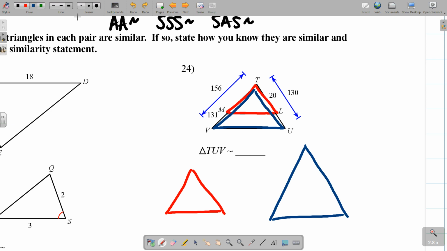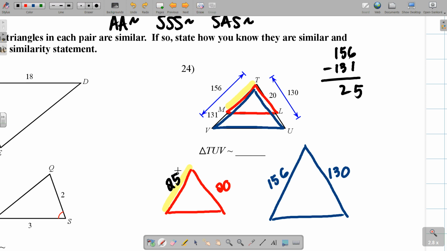Pull your numbers over. Let's do the blue first. That's 156, 130. That's going to be 20. And then obviously we're going to take a look right there. And to get that unknown, which you need for right there to check it, of course, is 156 minus 131. And we get 25. Now, they do share that angle right there. So you at least have an angle.